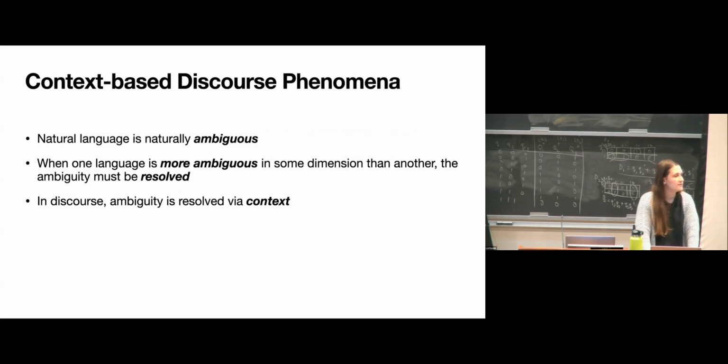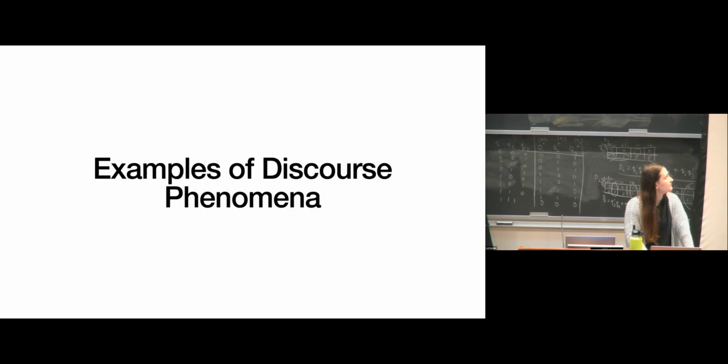And this is a really specific example of a broader trend. Natural language is naturally ambiguous. Speakers are lazy. And when one language is more ambiguous, for example, by using a pronoun that doesn't express gender, that ambiguity must be resolved during translation. And in discourse, whether that's spoken language or text, ambiguity is resolved via context. So by translating outside of that context, it is impossible to resolve that ambiguity.